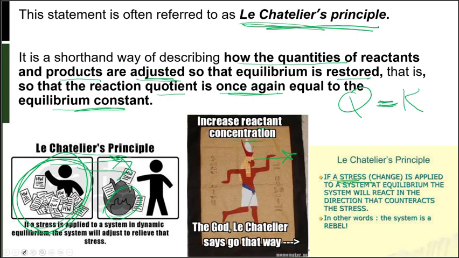If that stress is applied to a system at equilibrium, the system will react in the direction that counteracts that stress. In other words, the system is a rebel.